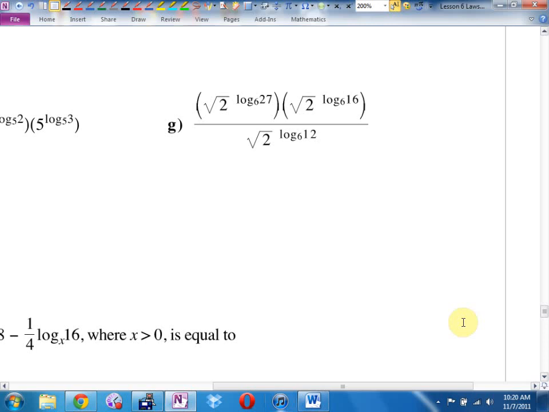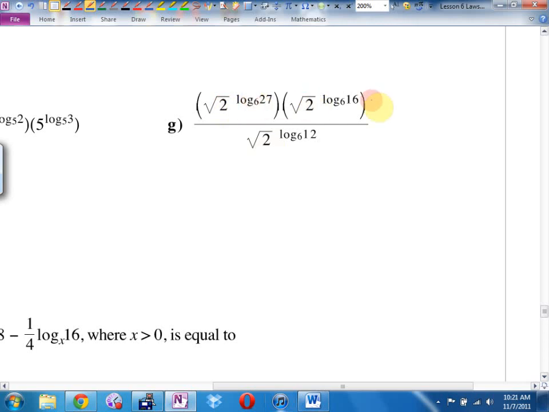Well, this is a power with an exponent. This is a power with an exponent. This is a power with an exponent. Except, Holly, what's the base in all three of these? Root 2. If my bases are the same and I'm multiplying, what do I do with exponents? What about when I'm dividing?